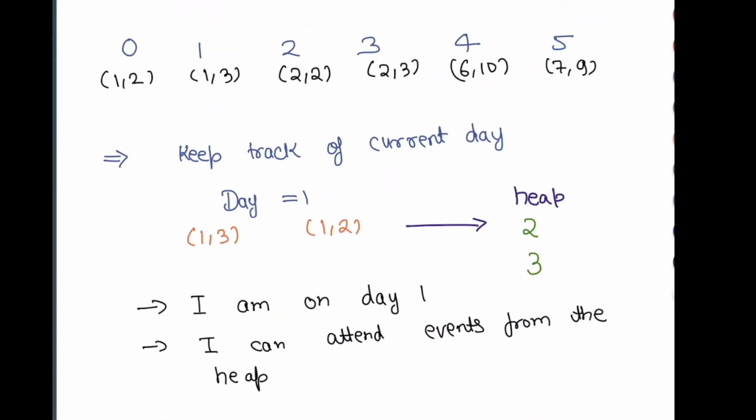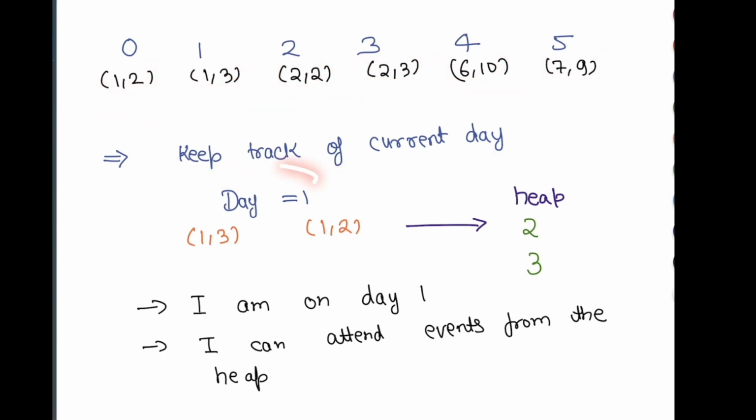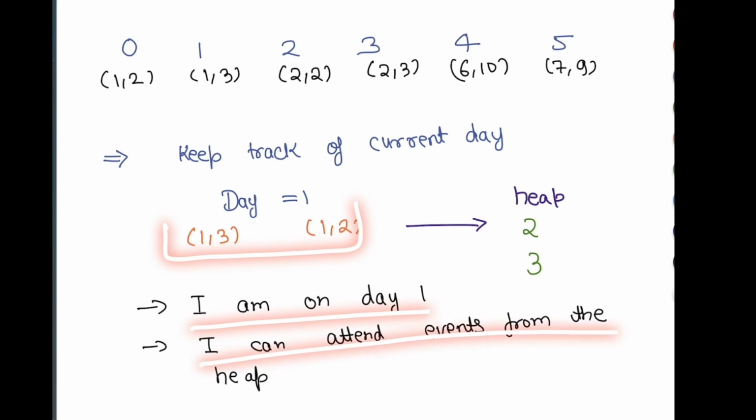If the given input is 1, 2, 1, 3, 2, 2, 2, 3, 6, 10, and 7, 9, in this case, I just need to keep track of the current day. Initially, I will be on day number 1. The options to attend events on the day number 1 are 1, 2, and 1, 3. These are the two options. I am on day 1. I can attend events from the heap.